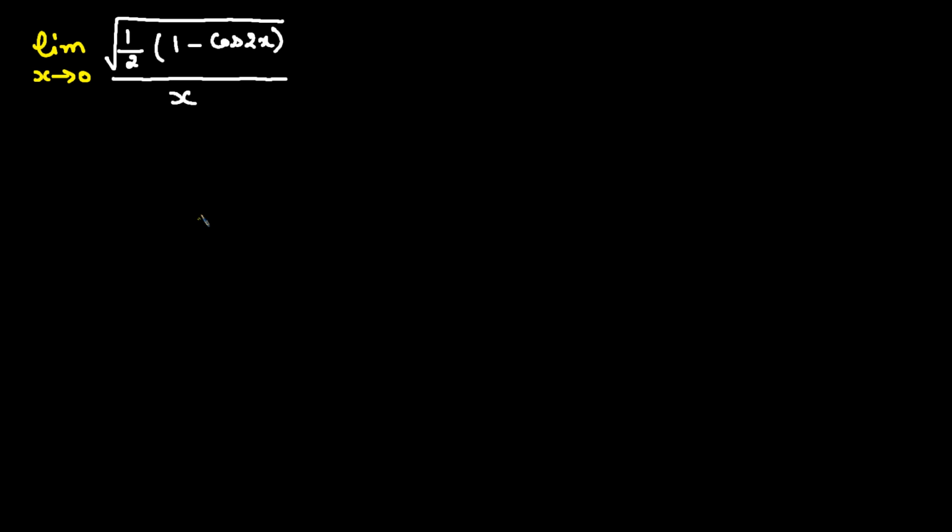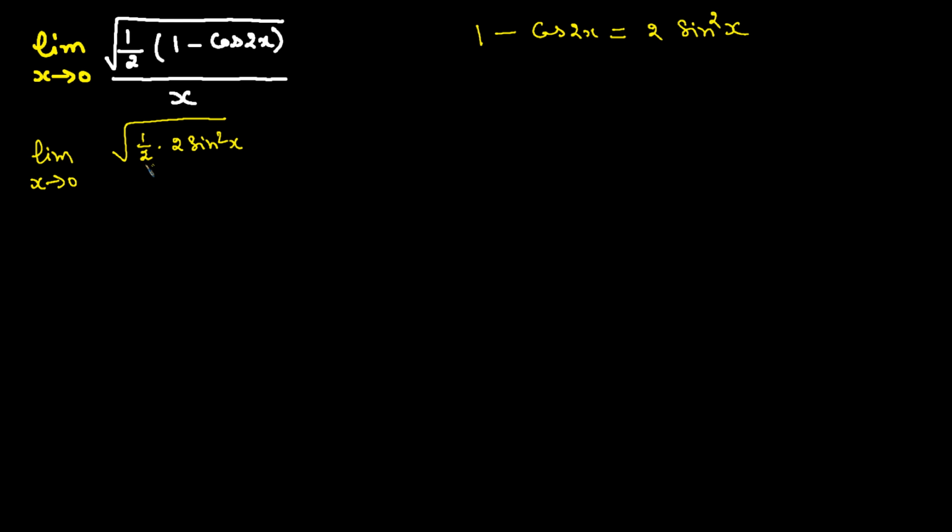Let's work on the next problem, which is the limit of square root of 1/2 of 1 minus cos 2x over x. So here I'm going to use again the same trigonometric identity. 1 minus cos of 2x is equal to 2 sine square of angle over 2. So the angle is 2x, and 2x over 2 just gives me x. So we're going to plug in that value over here. So we got limit x approaches 0, square root of 1/2 into 2 sine square x over x.